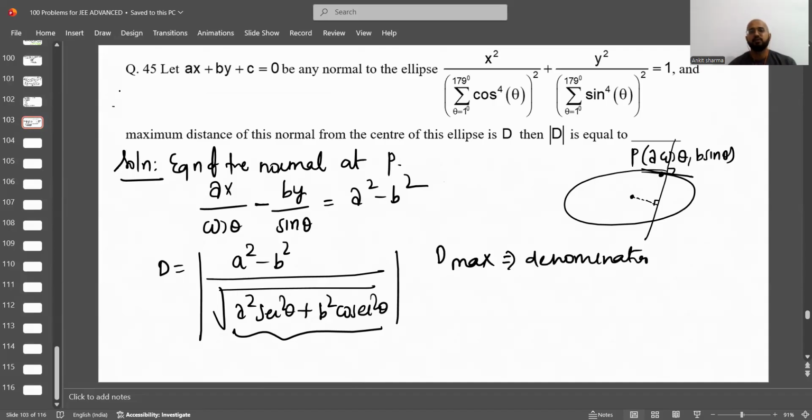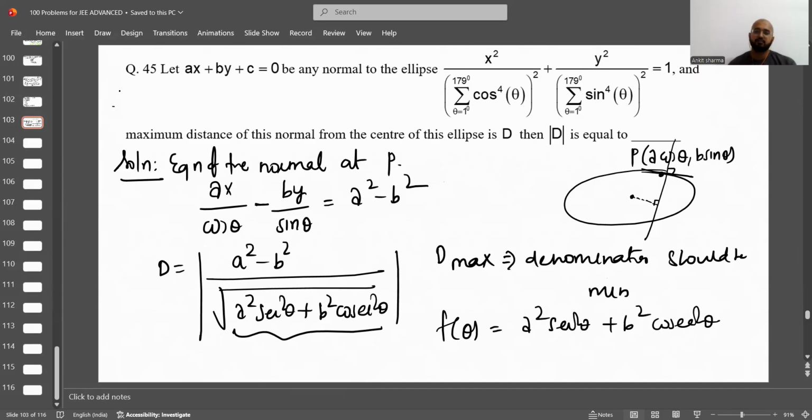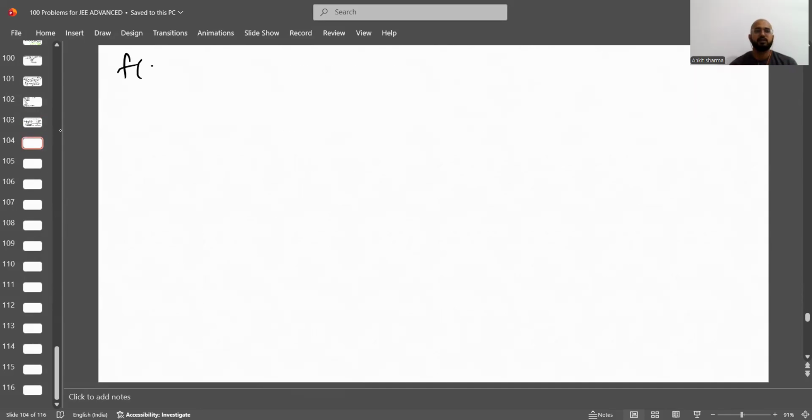So the denominator should be minimum. If I want the denominator to be minimum, I'll consider this as a function. Say my f of theta is equal to a square secant square theta plus b square cosec square theta. We want to minimize this, so of course we can go ahead and write down f of theta is equal to a square secant square theta plus b square cosecant square theta.